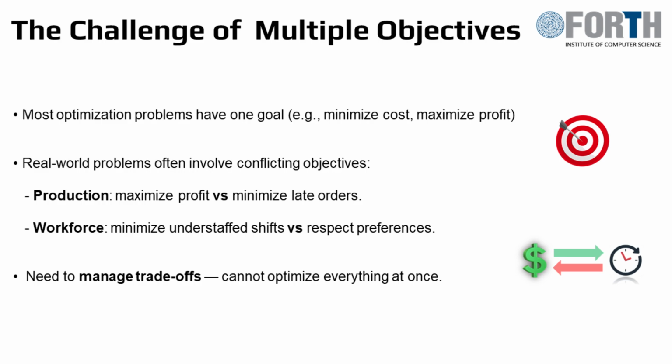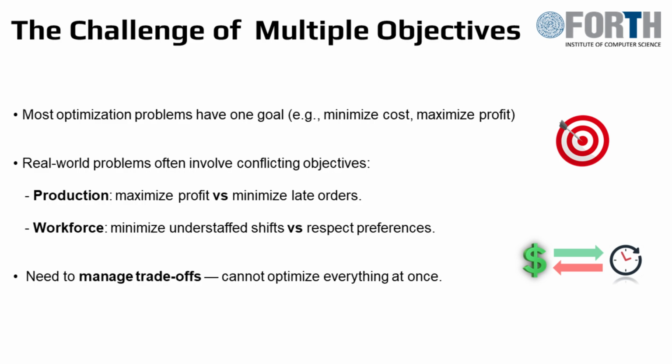Very often, objectives conflict. In production planning, we may want to maximize profit, but at the same time, minimize late orders. Increasing production volume might increase profit, yet also create bottlenecks and delays. In workforce scheduling, we may want to minimize understaffed shifts, but also respect employee preferences. Improving coverage may require violating preferences, while respecting preferences may reduce coverage quality.